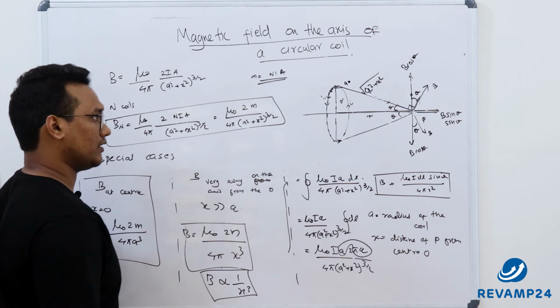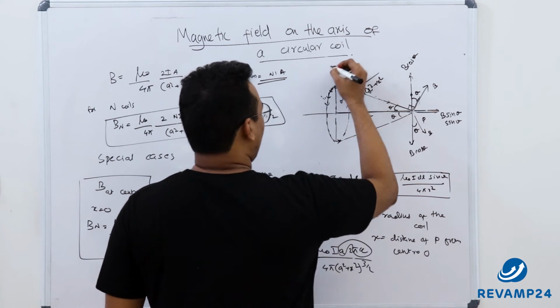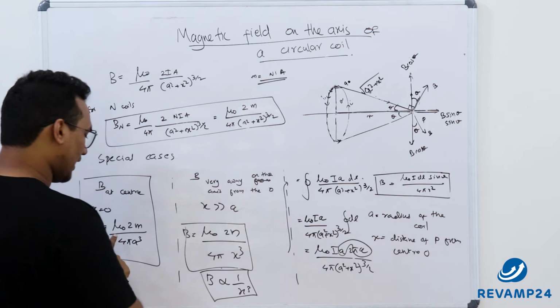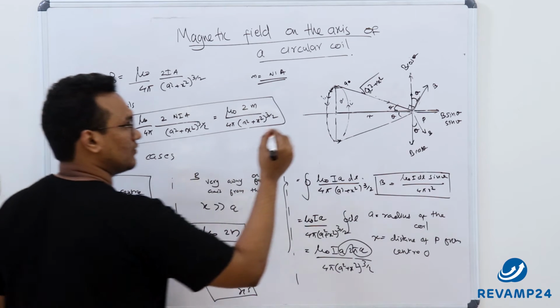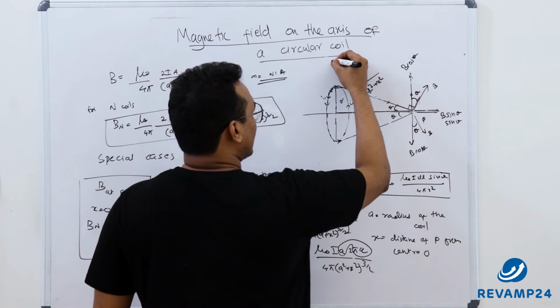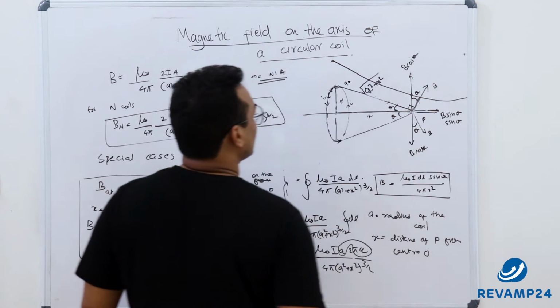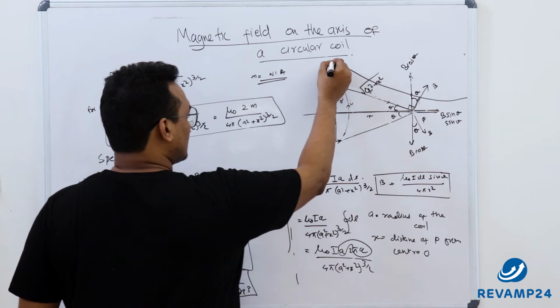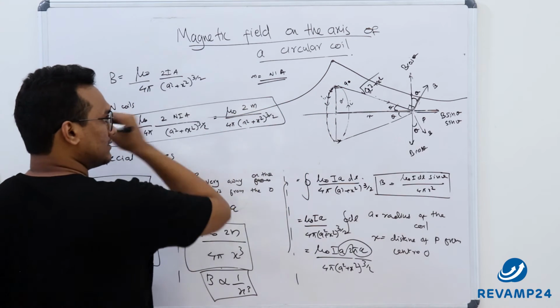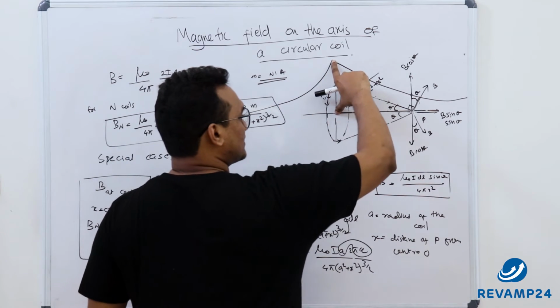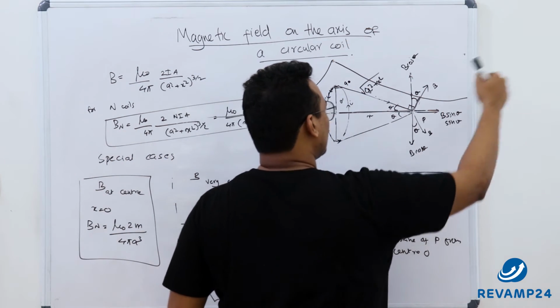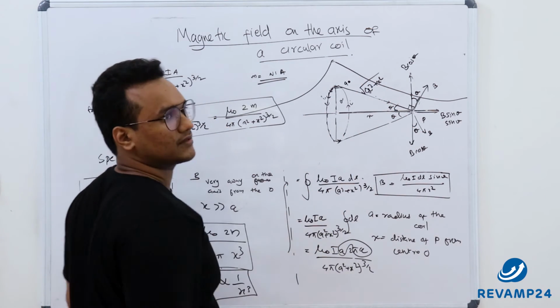This is very important. Which means, where will be the maximum value? Maximum value is at the center. So when we are plotting a graph, the magnetic field, as it goes out from here, decreases. On this side also, the magnetic field will decrease. Maximum value will be at the center.